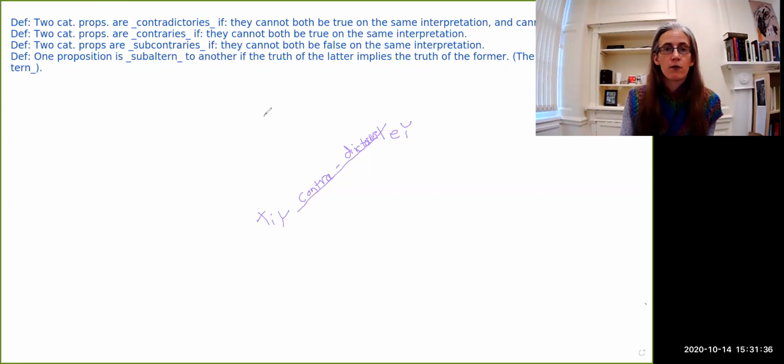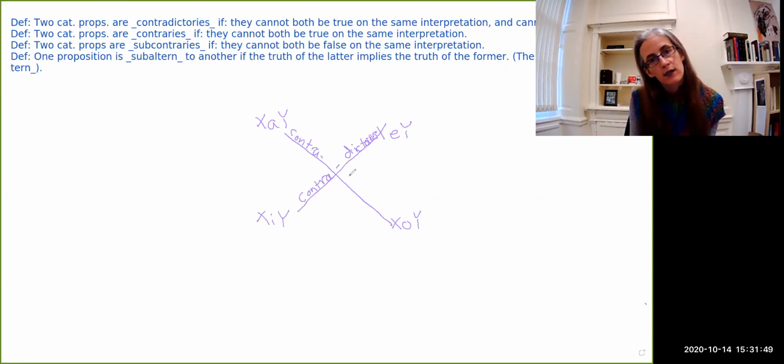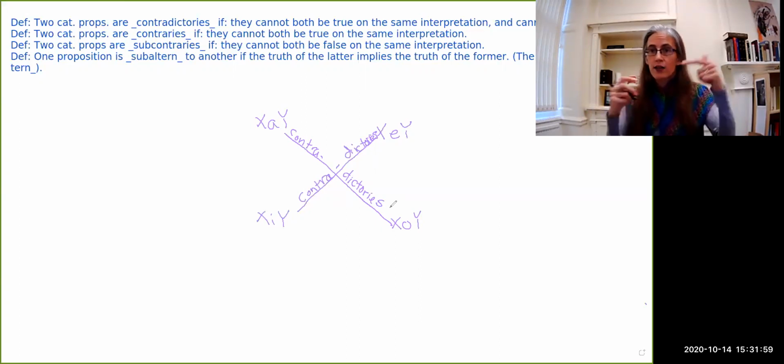First of all, we need to say something about A claims and something about O claims. It shouldn't surprise you that these are going to be contradictories. If you go back to the definition of their truth condition, you'll see that they differ from each other in exactly the same way that the I and the E claims do, just by one saying the subset relationship holds and the other saying the subset relation doesn't hold. So that shouldn't be surprising.